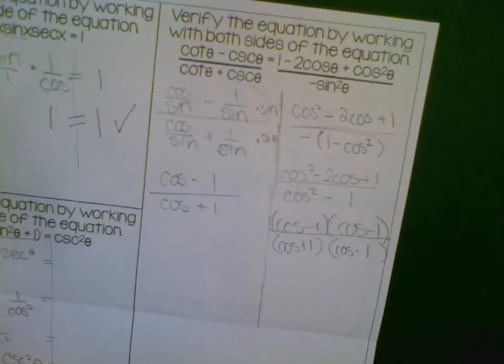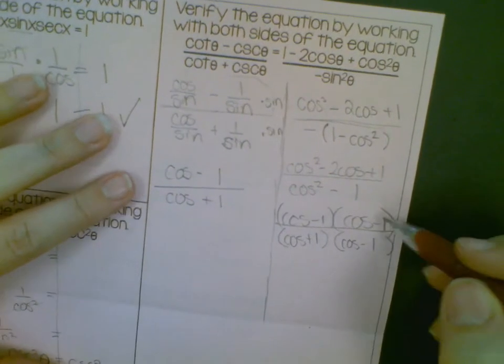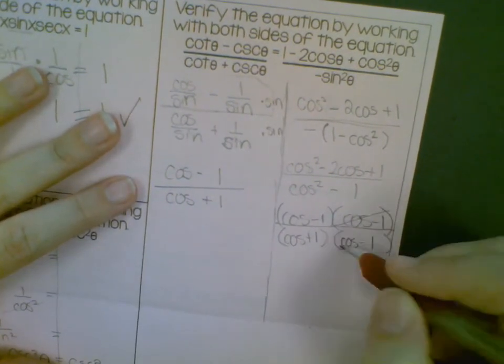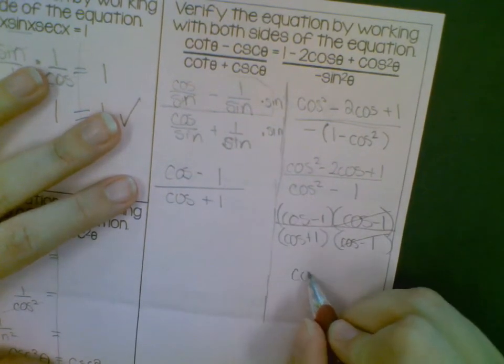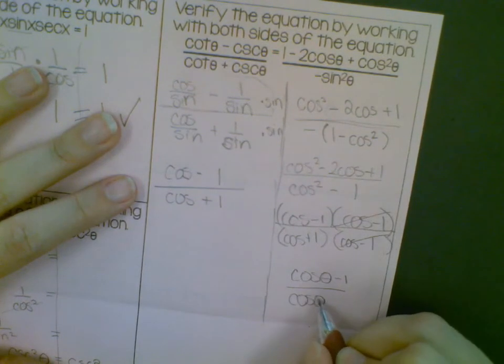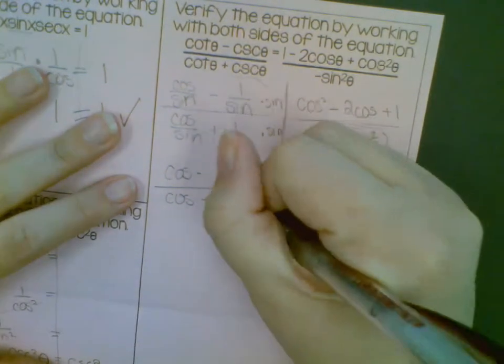So if you look at what we have, we're really, really close to what we got over here. Since we have a cosine minus 1 in top and bottom, those can cancel out, and all we would have left is cosine theta minus 1 over cosine theta plus 1, which is the same thing we had on this side. So we did it.